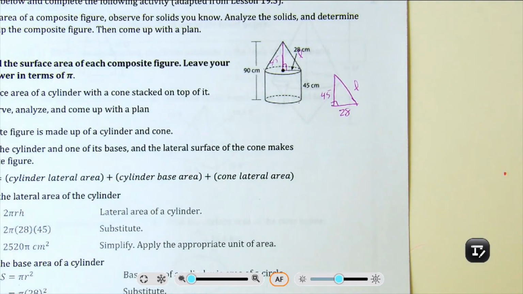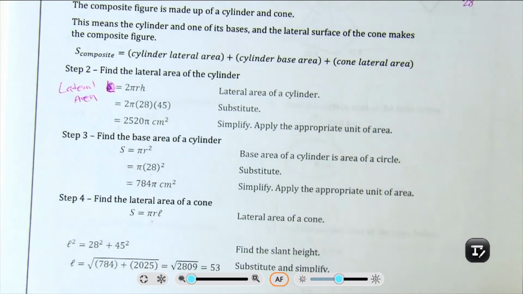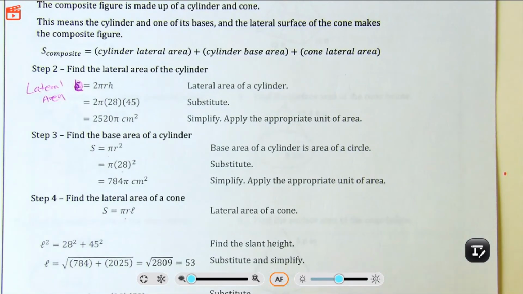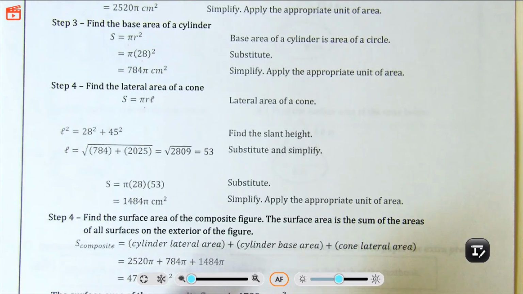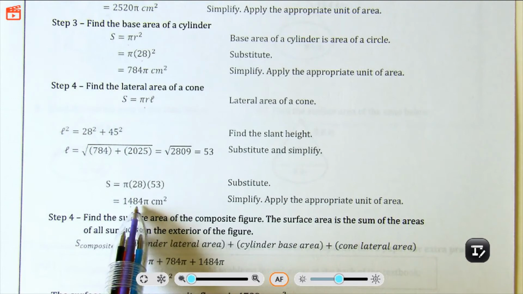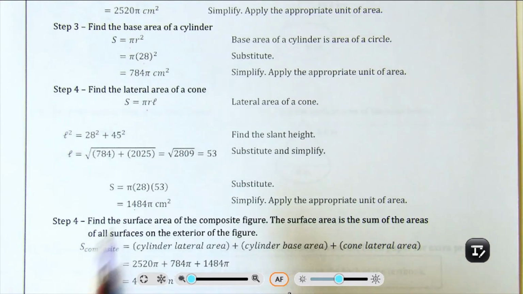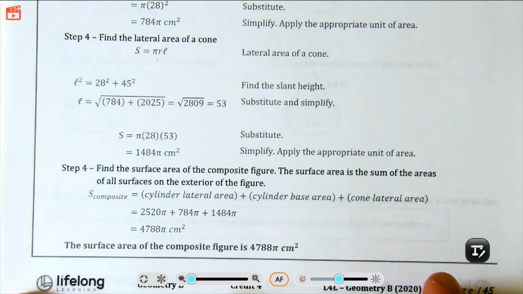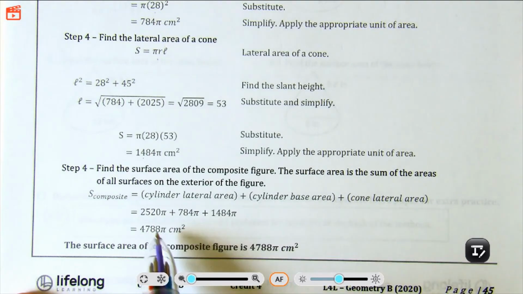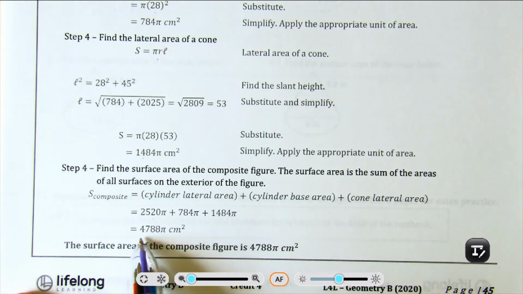And that is why they use this formula here, 28 squared plus 45 squared, and they end up getting 1,484. And then to put it all together, you add up all the surface areas, and you end up with 4,788 pi.